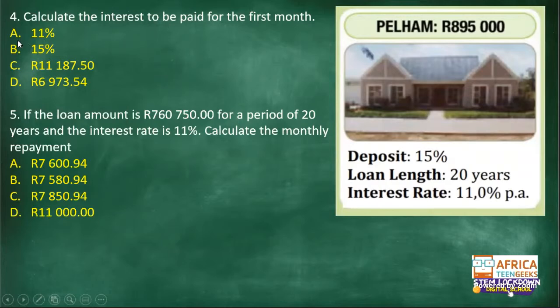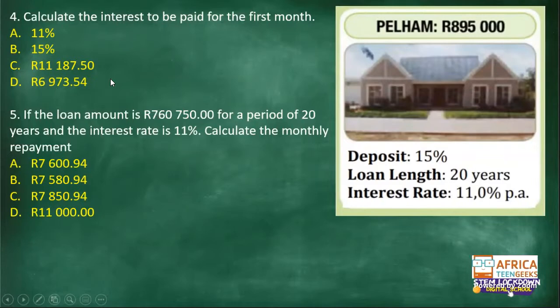So calculate the interest rate to be paid for the first month. The possible answers there, we've got A, which is 11%. It falls off because 11% is not per month, but it is per annum. So please don't confuse the two. And then, of course, you also have 15% there, which also falls off because 15%, that was the deposit amount. And then we're left with two possible answers there, 11,187 rands and 50 cents and 6,973 rands and 54 cents.